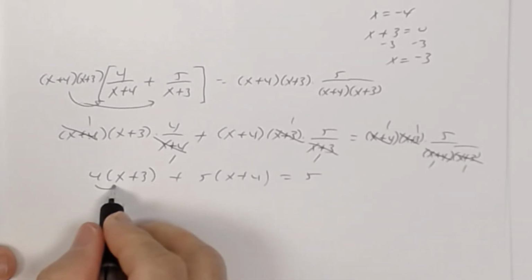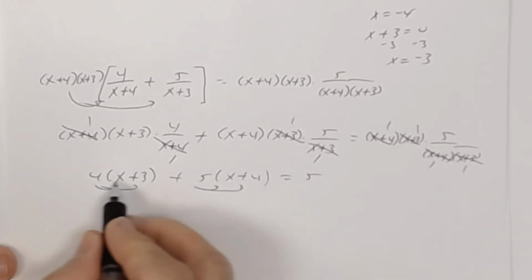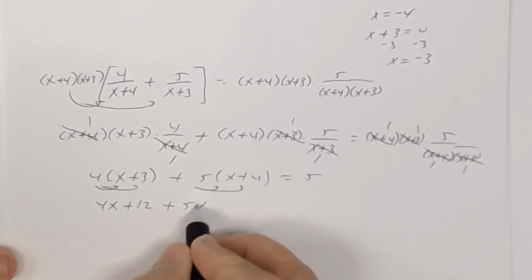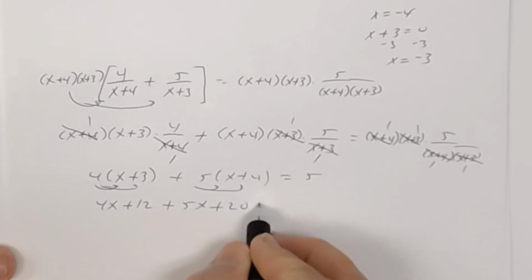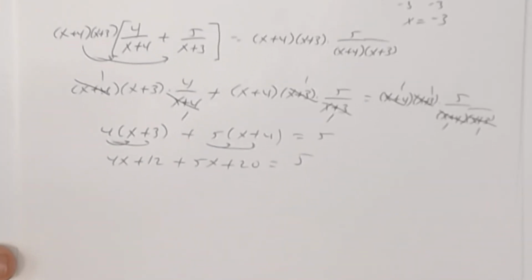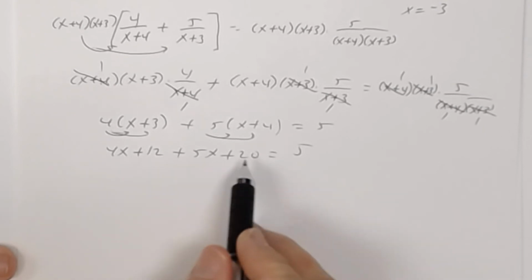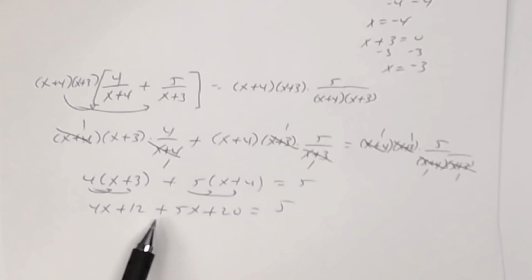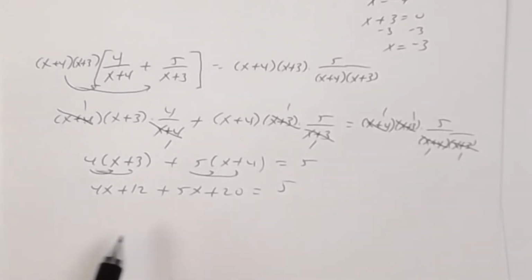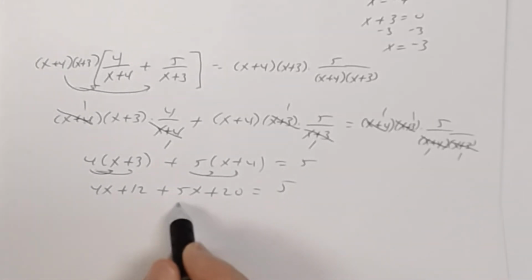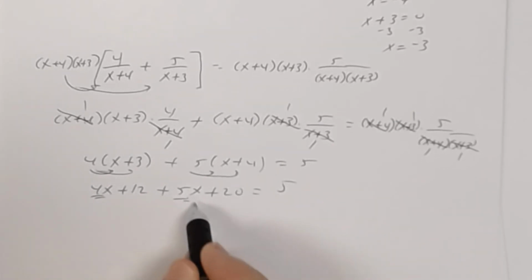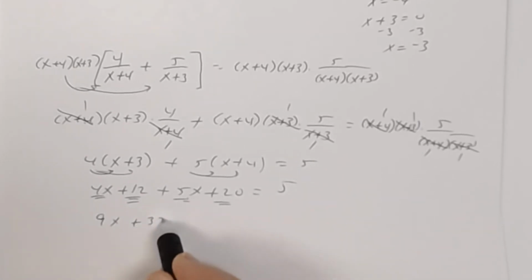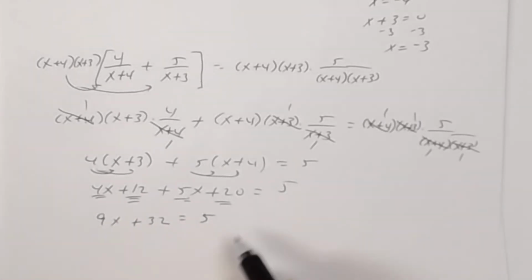Okay, now let's distribute here. So I get 4 times x is 4x, 4 times 3 is 12, plus 5x, and then 5 times 4 is 20, equal 5. Combining like terms, again, notice I have a linear equation. You see that? I went from a rational equation to a linear equation. So let's combine like terms. 4x plus 5x is 9x. 12 and 20 is 32, equal 5.